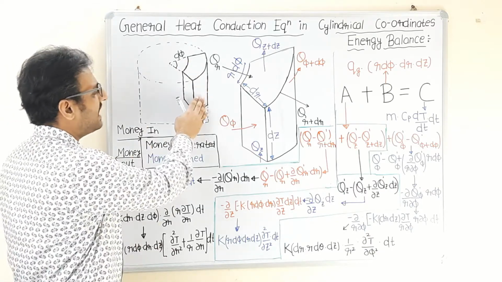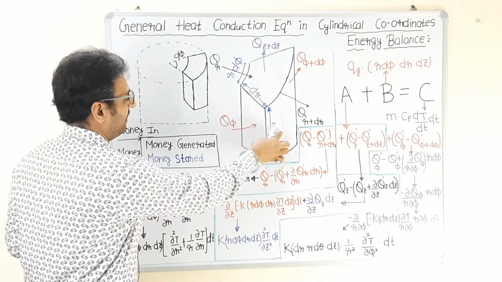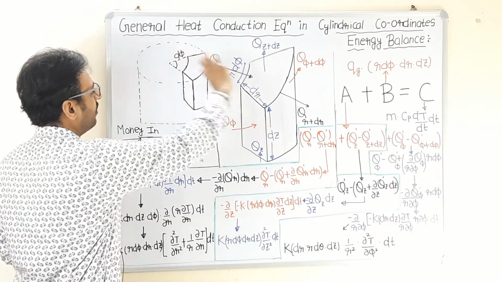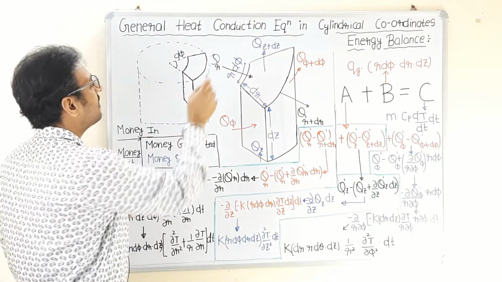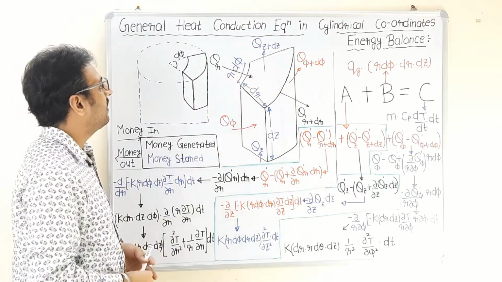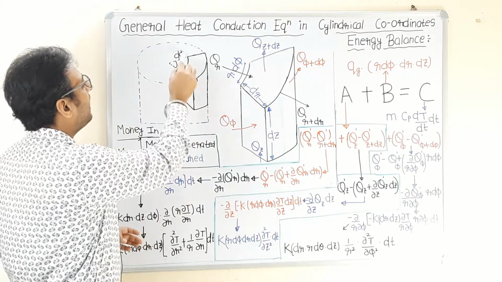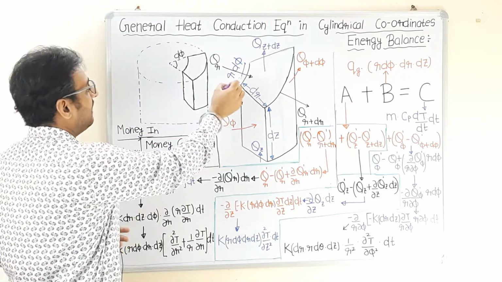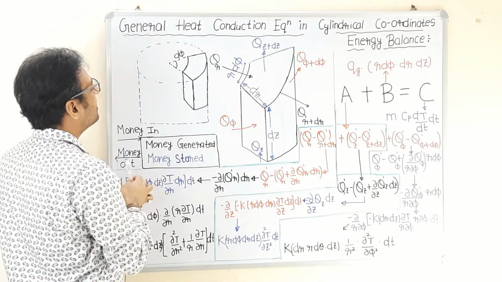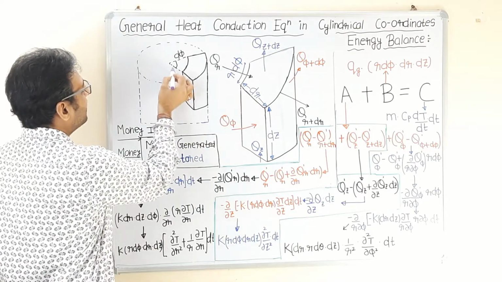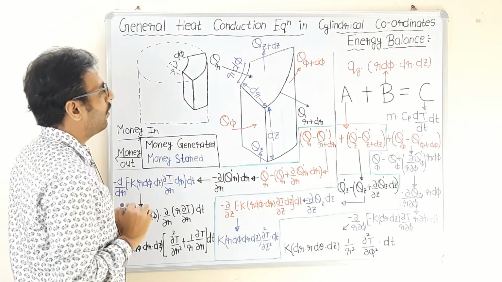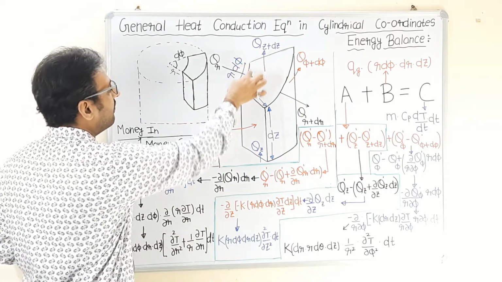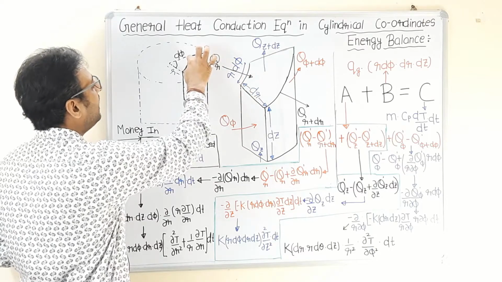This element has a height of dz and a thickness of dr, and it subtends the angle d phi at the center of the cylinder. The element is at a distance small r from the center of the cylinder. So the length of this curved line will be r d phi, from the basics of mathematics.